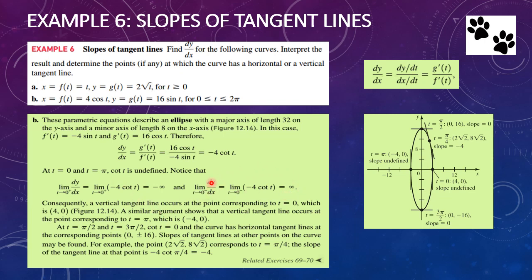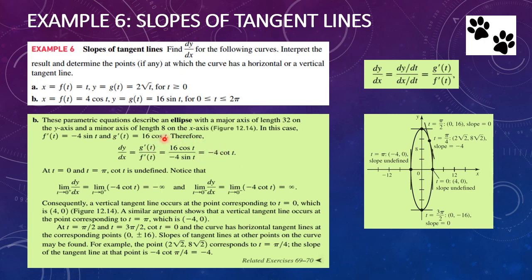And here they do an application of this, but you're still going to see that the sine is going to 0, and as it's getting closer, this is going to infinity, and that's really what an asymptote is there. Consequently, a vertical tangent line occurs at the point corresponding to t equals 0, which is (4, 0). A similar argument shows that a vertical tangent line occurs at the point corresponding to t equals pi, which is on the other side, 180 degrees, or pi radians, which is (negative 4, 0).